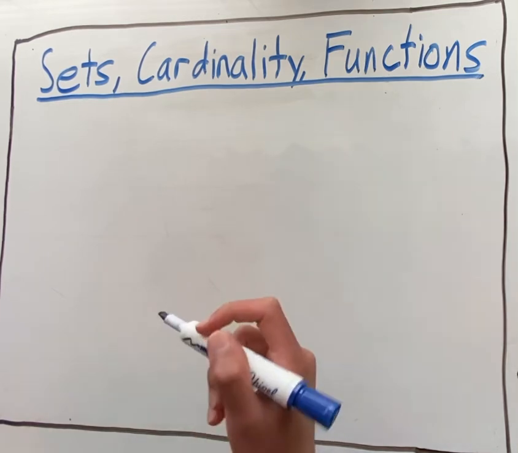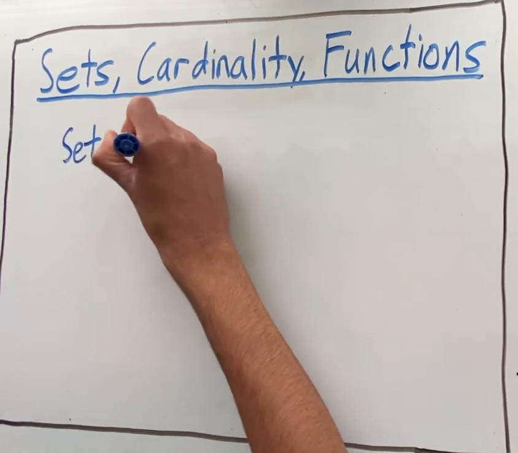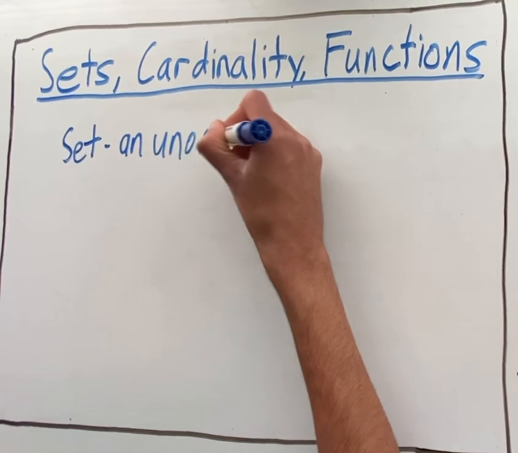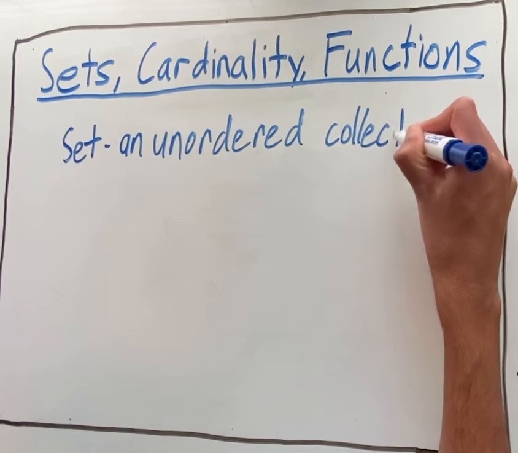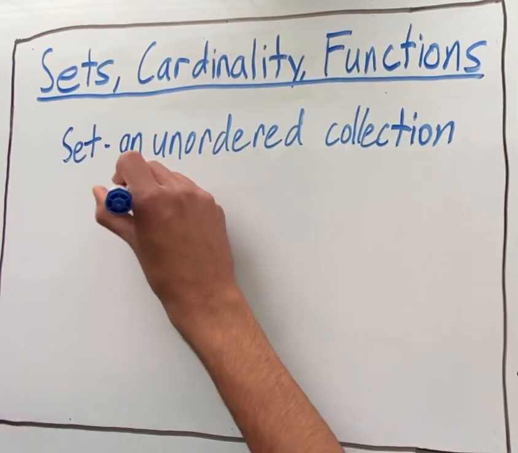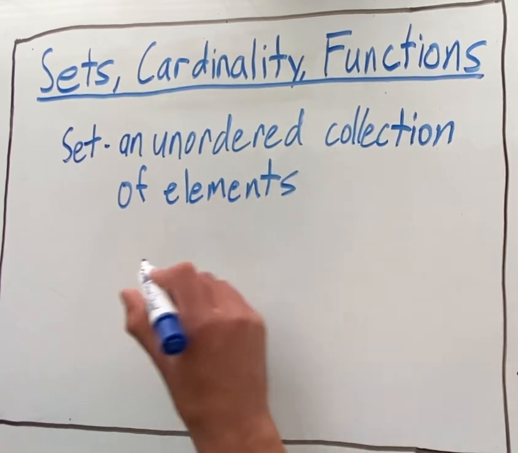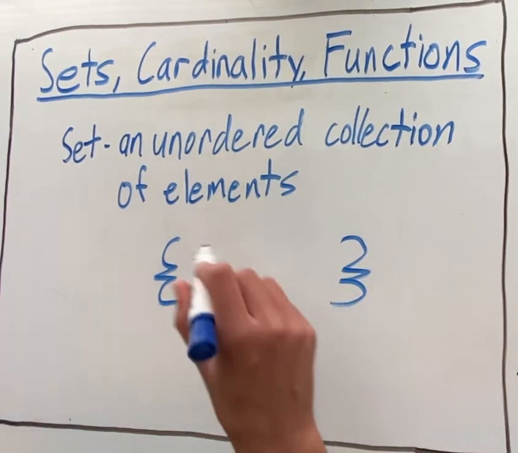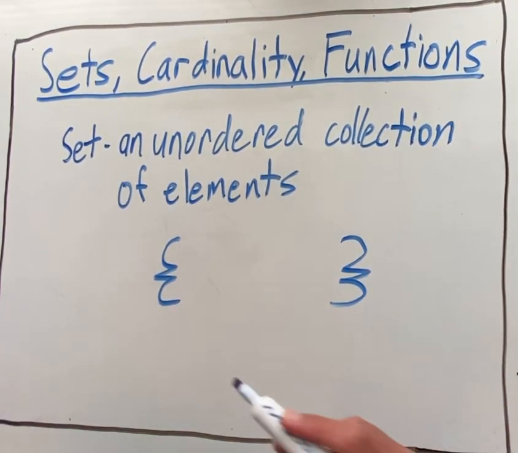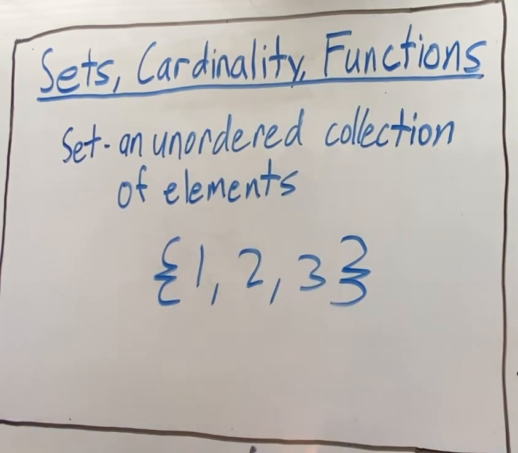So here is what a set is. A set is an unordered collection of elements. So a set is written in curly braces with the elements of the set inside of the braces separated by commas. So here's one example of a set. 1, 2, 3. And this has 3 elements, 1, 2, and 3.